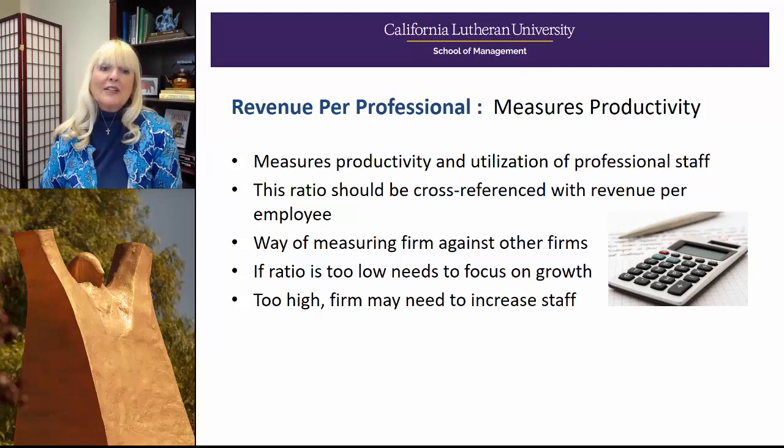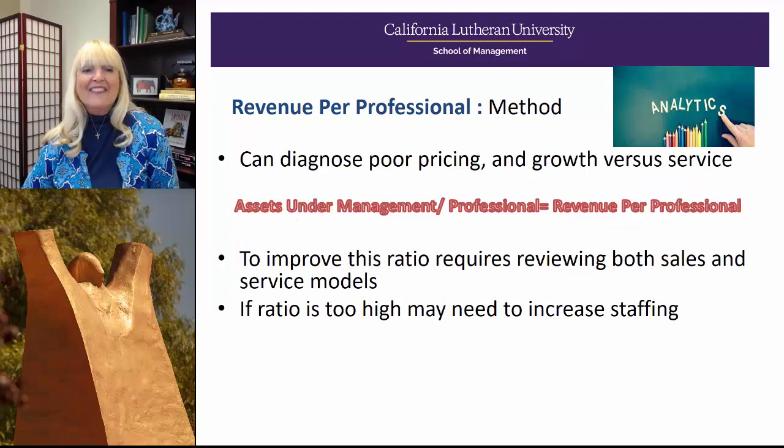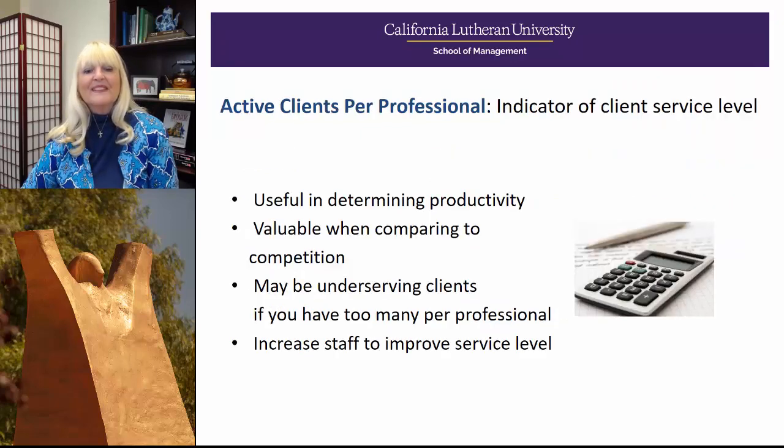So if your ratio is too low, you might want to focus on growth. And if it's too high, you might need some more staff. So the method of this is assets under management divided by the number of professionals is the revenue per professional. And by professional, I mean somebody who is actually bringing revenue into the firm.